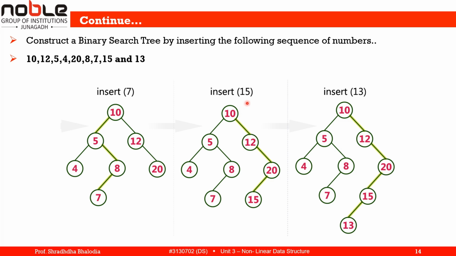After that we insert 15. We do the same procedure of comparisons, and we add 15 on the left side of 20. After that we add 13. The same procedure of comparison is done, and this is the path for inserting 13. So this is how we can construct a binary search tree for different sequences, right?